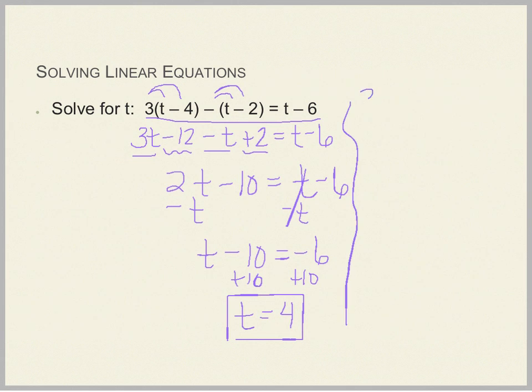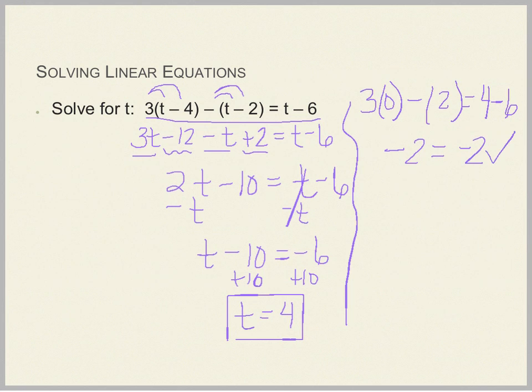Thus, I would have 3 times 4 minus 4 is 0, minus 4 minus 2 is 2, equals 4 minus 6. 3 times 0 is 0, so on the left hand I have a negative 2, and 4 minus 6 is a negative 2. Thus t equals 4 is the solution.